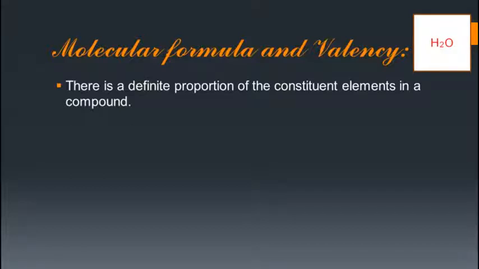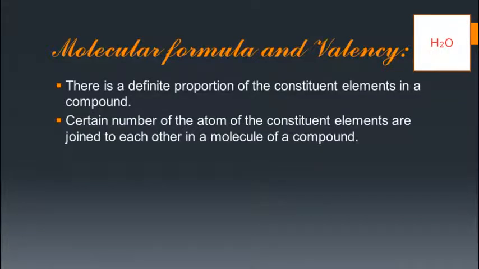That means this is the proportion of the constituents, hydrogen and oxygen atoms. So only 2 hydrogen atoms will bond with 1 oxygen atom to form 1 molecule of water. So there is a fixed proportion of oxygen and hydrogen present to form a water molecule. Fixed proportion means 2 hydrogen atoms and 1 oxygen atom. So this is a fixed proportion to form a water molecule.